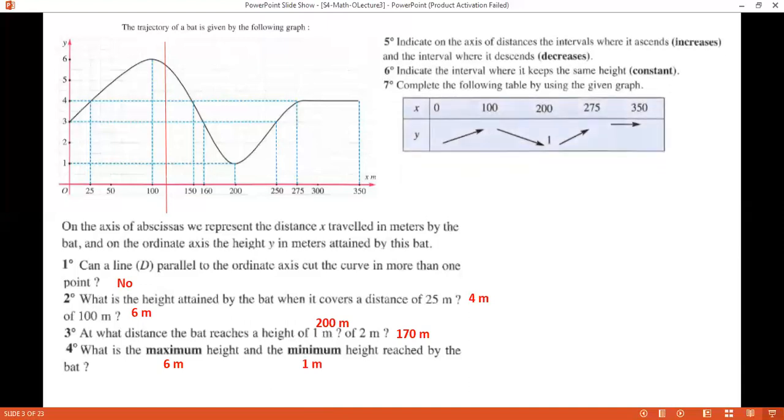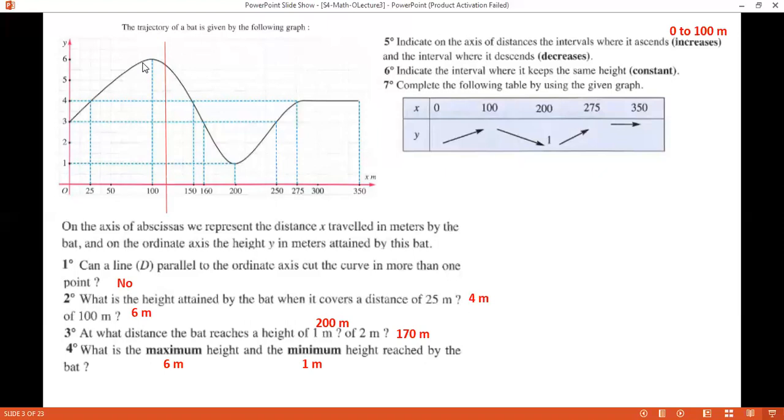Let us continue. Indicate on the axis of distances the intervals where it ascends, or increases, and where it decreases. Let us start first. Where does this graph increase? It increases from 3 to 6, or from 0 to 100 meters. If you look at the axis of abscissa, you can see that from 0 to 100, this graph increased.